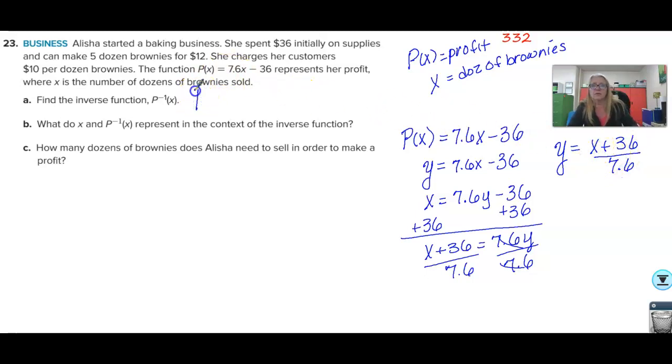So my inverse, p to the negative 1 of x, got to be all official, equals x plus 36 over 7.6. So that's the inverse function. What do x and p to the negative 1 of x represent in the context of the inverse function? Well, originally, x was dozens of brownies, but now x is profit. They switch. And p to the negative 1 of x is now dozens of brownies.